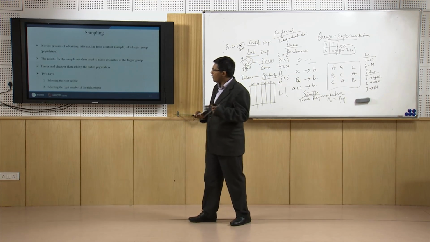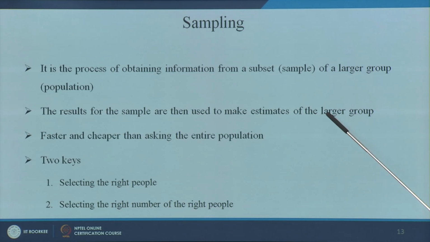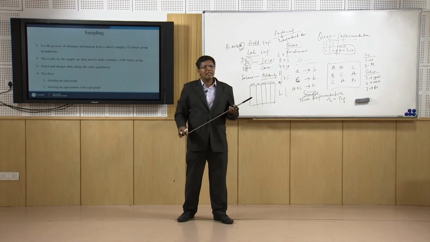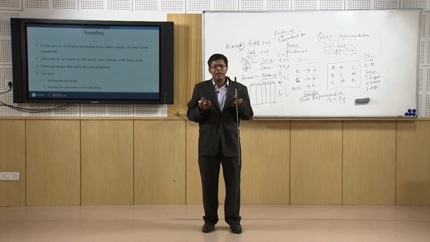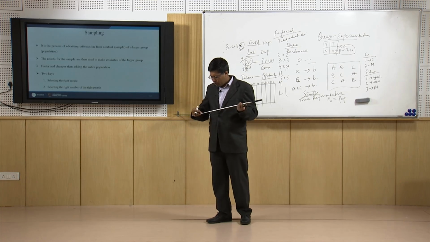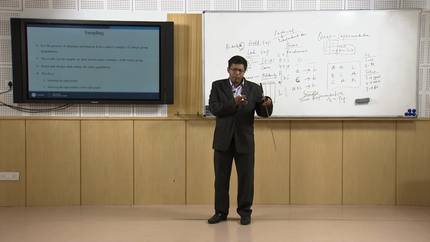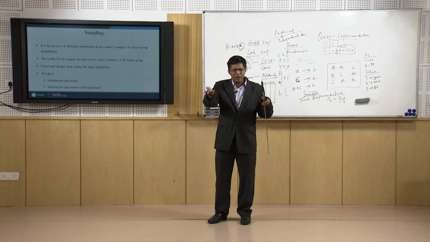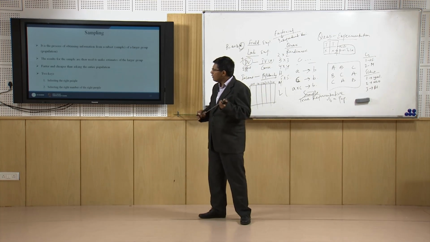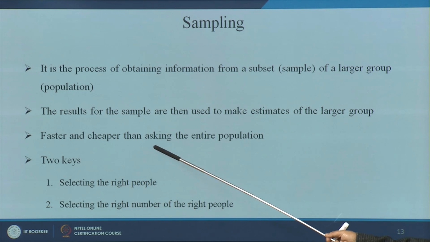And how does a sample help? Samples are used to make estimates of the larger group. That means a sample tells exactly whether it is actually defining the population or not, right. What we do is try to find out the difference between the sample and the population through its mean or something, and then we say whether the sample is actually explaining what the population would explain or not. Okay. So, two key elements: it is faster and cheaper, obviously, because the population is larger.